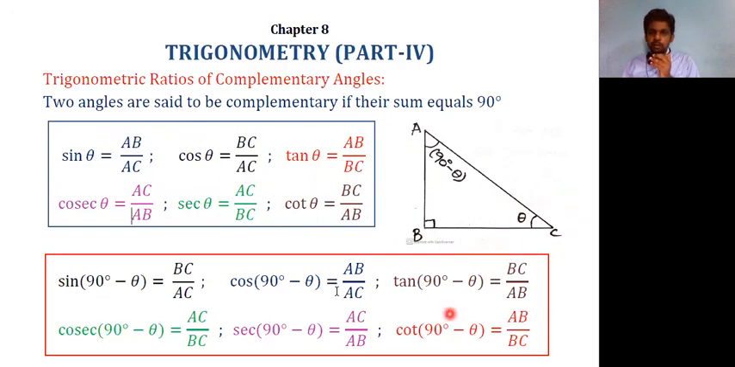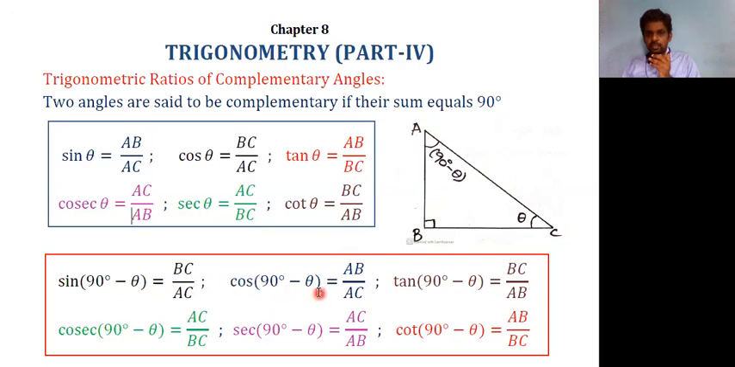So we'll form all the six trigonometric ratios based on angle A now. So what is angle A? 90 minus theta. So what is sine 90 minus theta? Again, sine 90 minus theta is opposite divided by hypotenuse, BC divided by AC, because for this angle, opposite side is BC, adjacent side is AB, and hypotenuse is AC, because hypotenuse is common for both the angles. So sine 90 minus theta is BC divided by AC.